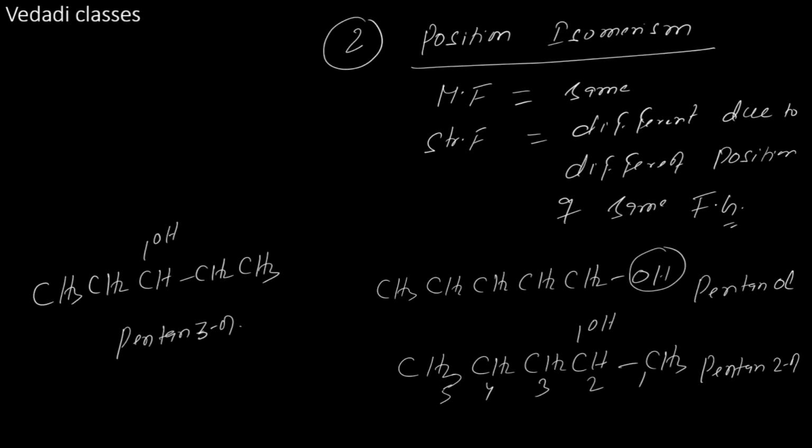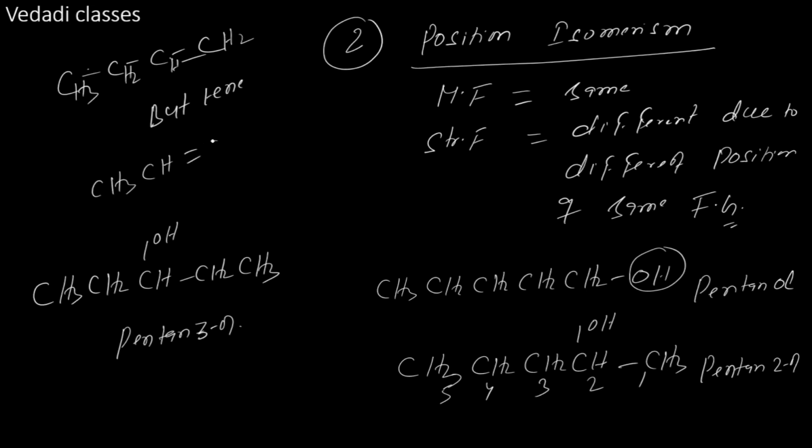Same molecular formula, and the structure formula is different due to the position of the same functional group. Now I would like to give you some more examples. Like we have butene, numbering carbons 1, 2, 3, 4: CH2=CH-CH2-CH3. This is but-1-ene, or simply butene. And if you write CH3-CH=CH-CH3, this is known as but-2-ene.